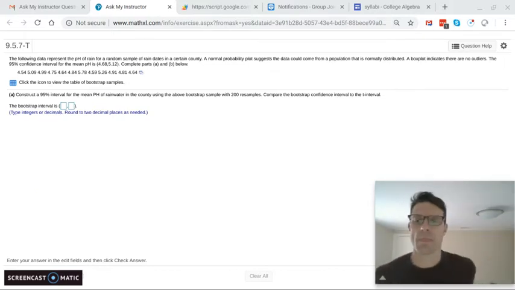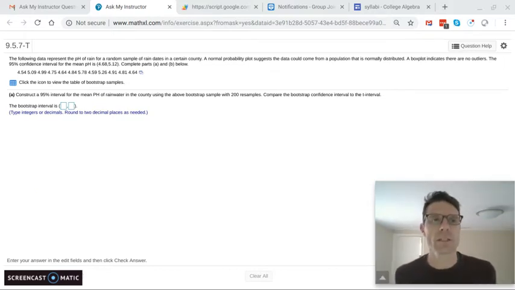Okay, here is problem number 5 on section 9.5. This is a little tough. It's a bootstrapping problem where they give you the sample, but instead of generating samples ourselves, they give us a table of samples that they've made, 200 different samples.